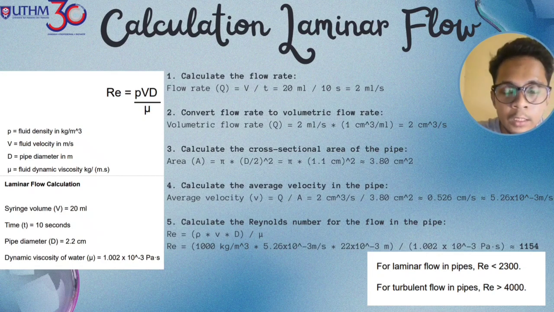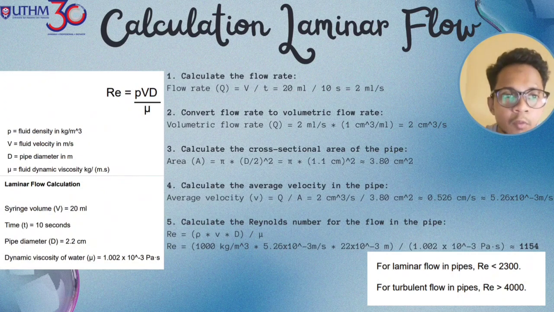In our experiment, for the laminar flow, we have a syringe. The volume is 20 ml. The time we are taking is 10 seconds, and the syringe diameter is 2.2 centimeter. The dynamic viscosity, we use water, is 1.002 multiplied by 10 to the negative 3 Pascal second.